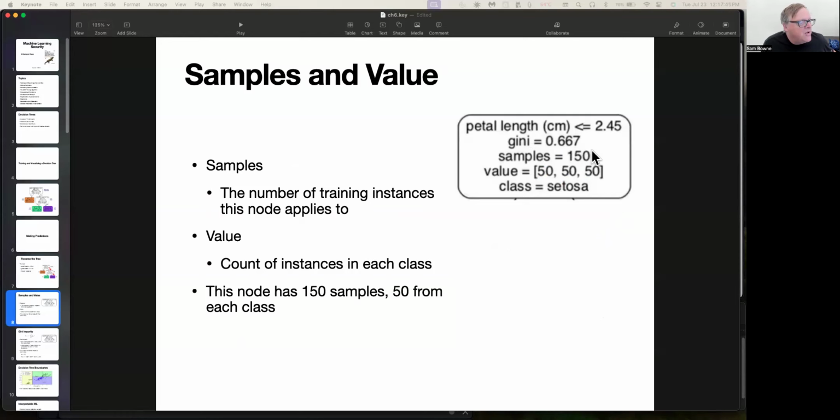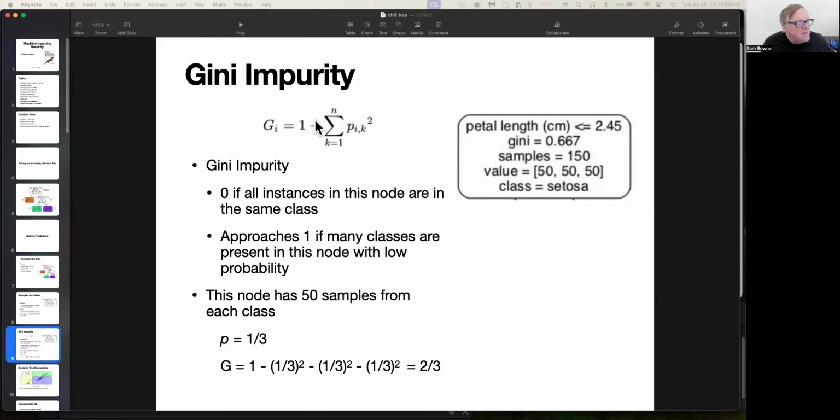So here you have the number of samples. That's the number of training instances that this node applies to. And then the value is the count in each class. So this is the original starting condition with 50 samples from each of three classes. And that's called Gini impurity. And this is the mathematical equation for it. It's 1 minus the sum over all the classes of the probability of a sample being in that category, squared. So it's 1/3 of each of the probabilities. That's how you get 2/3.